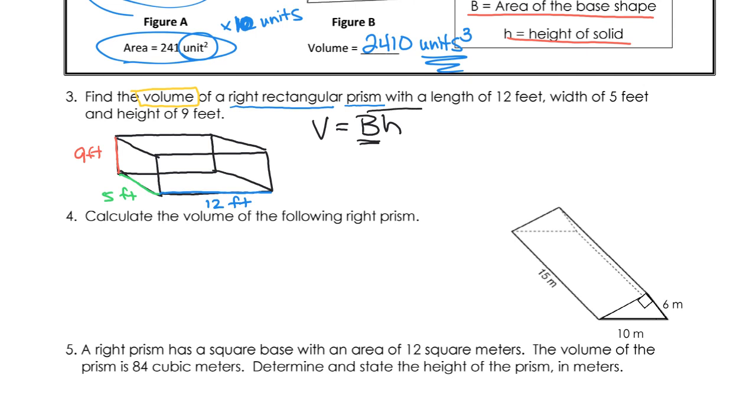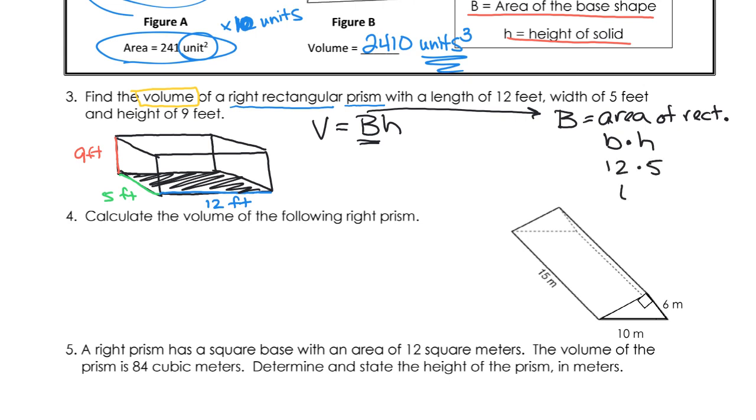But this big B needs to be taken off to the side. Big B is the area of the base. And our base, which is what is on the bottom here, is a rectangle. So this is the area of the rectangle on the bottom. Area of a rectangle is base times height. And on that rectangle on the bottom, you can see the two dimensions are 12 by 5, which is 60.